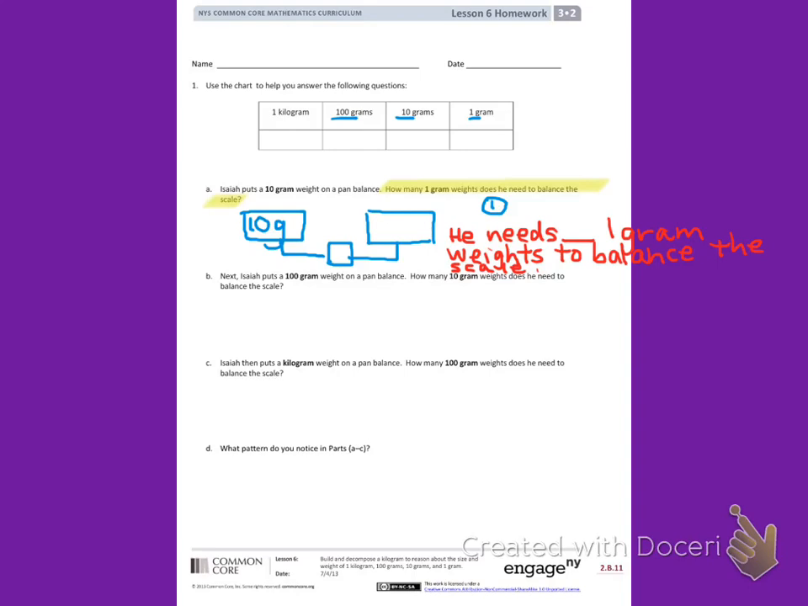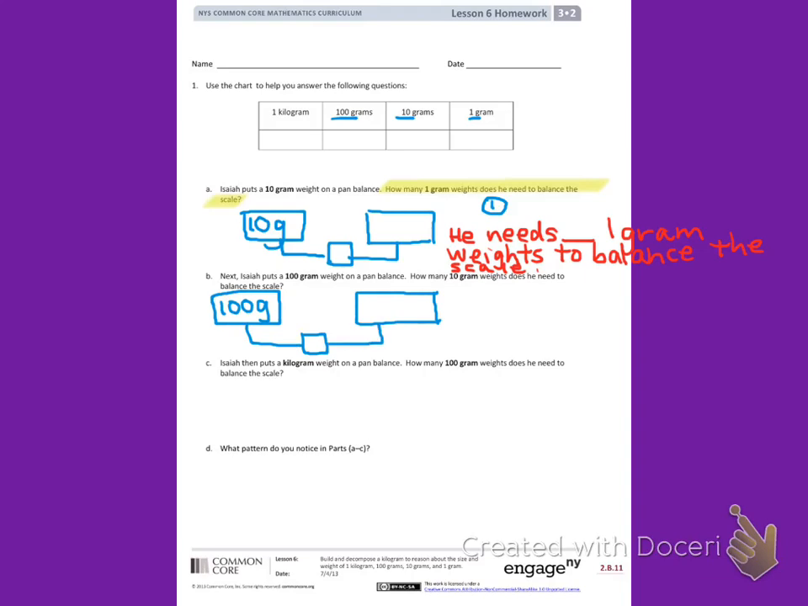For item B, it says, next, Isaiah puts a 100-gram weight on a pan balance. How many 10-gram weights does he need to balance the scale? So this time we have a pan over here that has 100 grams on this side. And we have to figure out how many 10-gram weights go on this pan so that the scale is balanced.